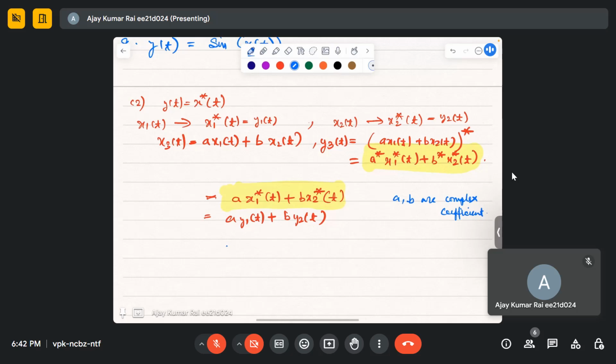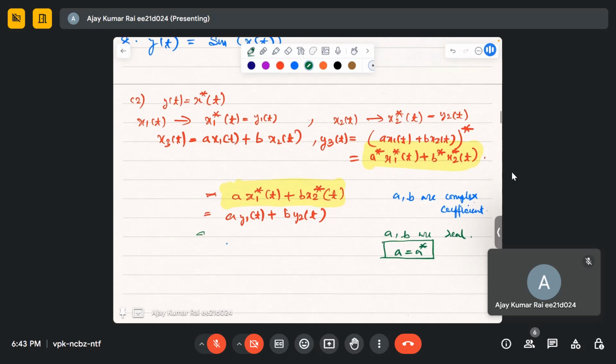If these are real numbers, if a and b are real, what will happen? a is equal to a star, simple. Then they are linear. But a and b are complex coefficients. That's why this system is non-linear.